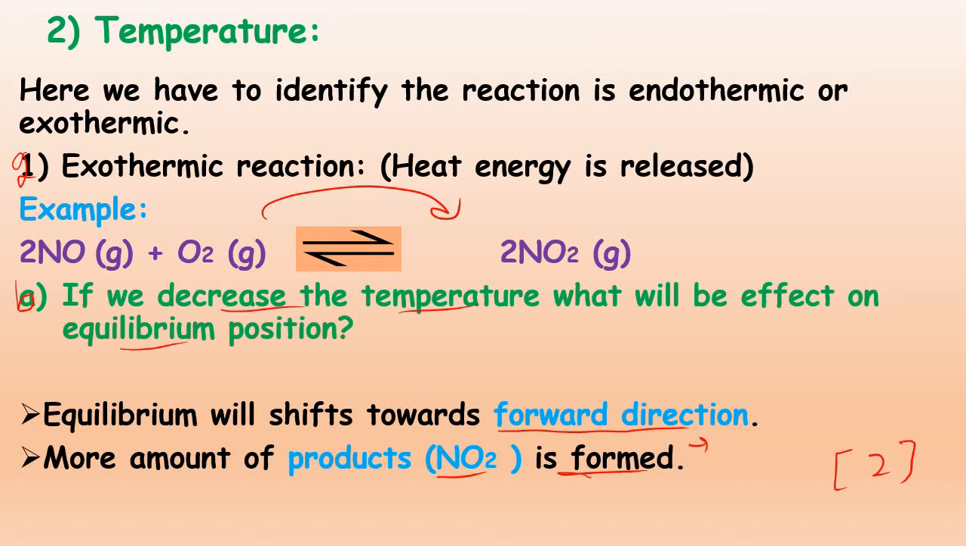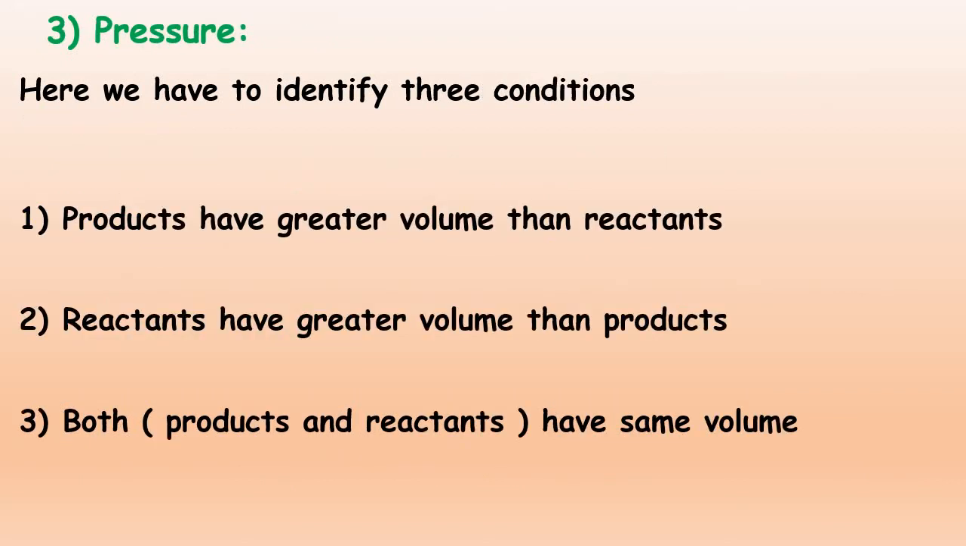So we have to identify whether the reaction is endothermic or exothermic. And then if we identify the endo and exo, then we have to write the 2 main points: if the temperature is increased or if the temperature is decreased. This we have discussed in detail along with examples one by one. Now the third, which is very important: what will be the effect when we increase the pressure or decrease the pressure in any chemical reaction, in any reversible reaction.